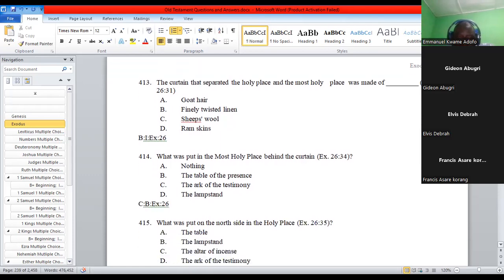What was put on the north side in the holy place? In the north side of the holy place. Verse 35. Lamps. Are you sure? No, it's not about lamps. Look at it closely, at the north side of the holy place. The table. It was just a table.